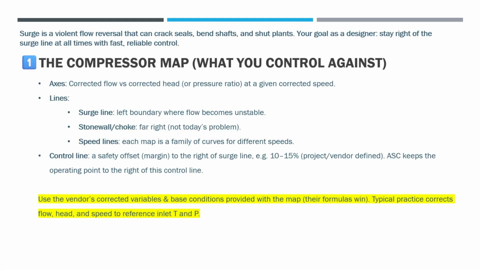Let's break this down. The compressor map, what you control against. A compressor map has x-axis: corrected flow; y-axis: corrected head or pressure ratio; surge line: the left-hand boundary where flow becomes unstable; stonewall or choke line: far right limit, not today's focus; speed lines: a family of curves for different compressor speeds; control line: a margin, typically 10-15% to the right of the surge line. ASC keeps the operating point right of this control line. Always use the vendor's corrected formulas for flow, head, and speed. They define the reference conditions and their math wins.